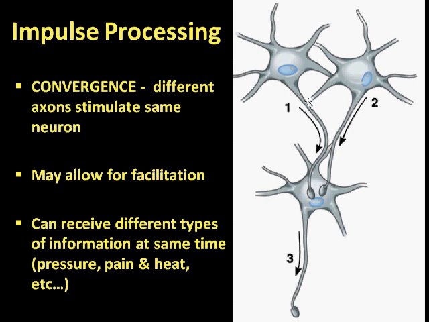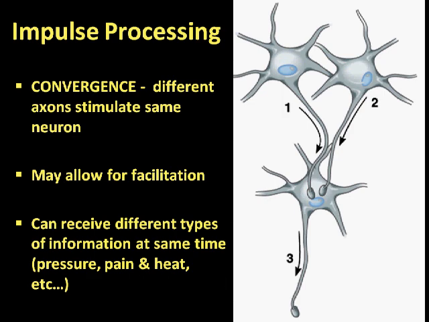Convergence is two nerves converging, their axons coming onto one nerve. So this can allow for facilitation. Again, that's perhaps allowing for a more excitable response for the action potential to take place. And this is for different types of information at the same time, such as pain and heat. If you consider touching something, a hot stove, you're going to be sending pain signals and also extreme hot signals.